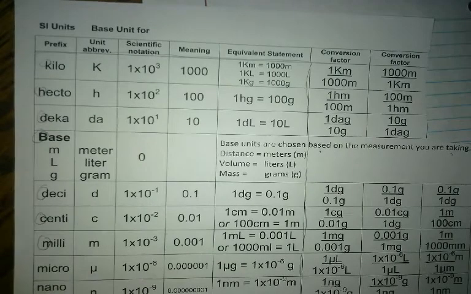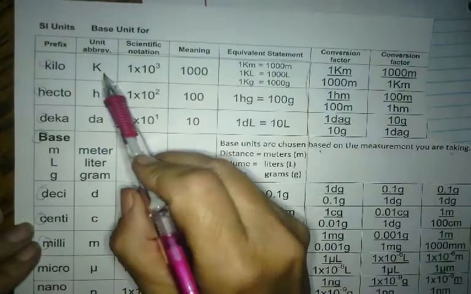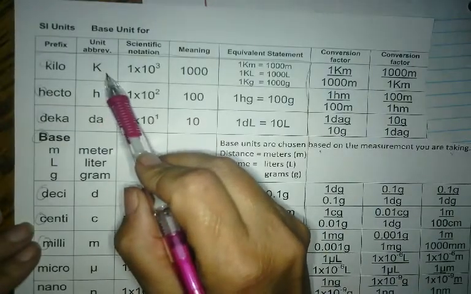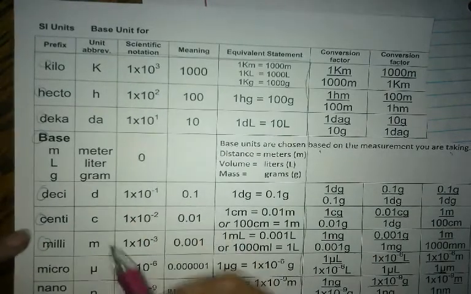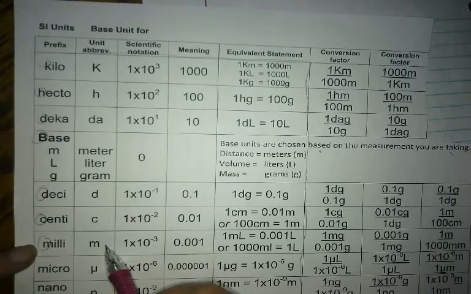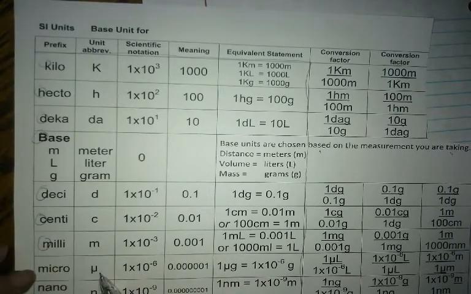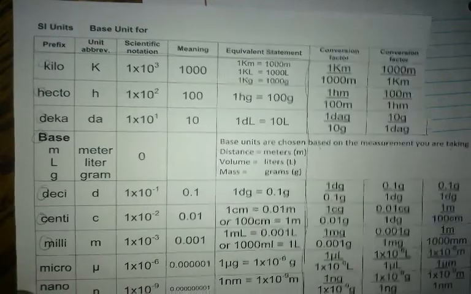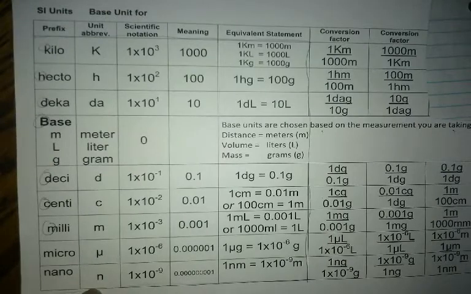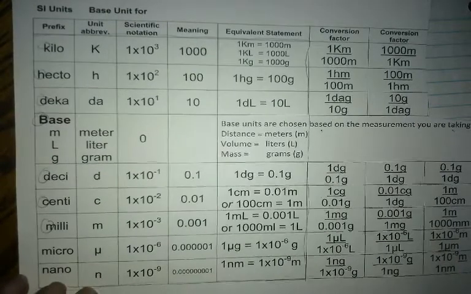This you're going to be using on many, many tests throughout chemistry, so make sure you always have this handy. So here are abbreviations. Kilo is with a capital K, hecto with an H, deci a D, centi a C, milli an M, micro is mu, I believe, and nano is N.